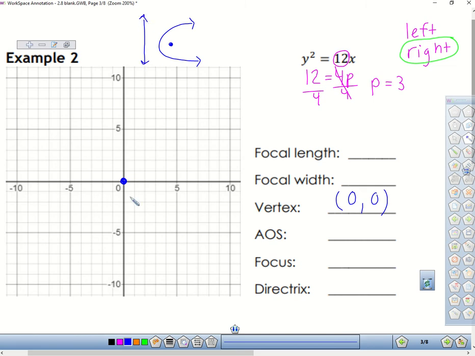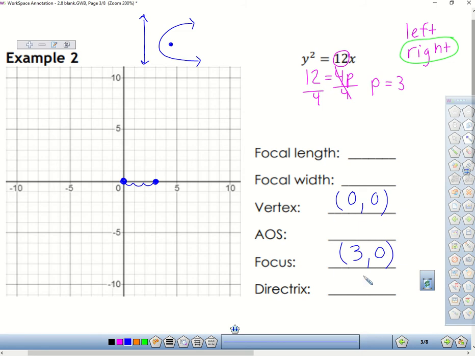So we need to plot the focus. So the focus, is it going to be to the right, left, up, or down of the vertex? To the right. And it's going to be p units from that. So 1, 2, 3 units. And that gives me the coordinates 3, 0.